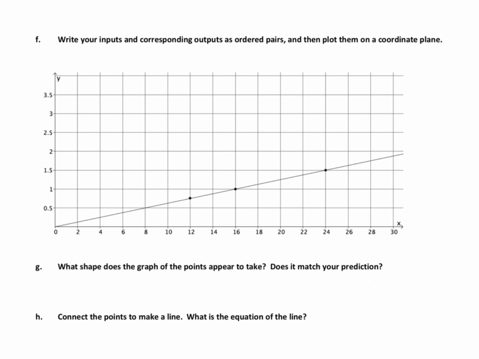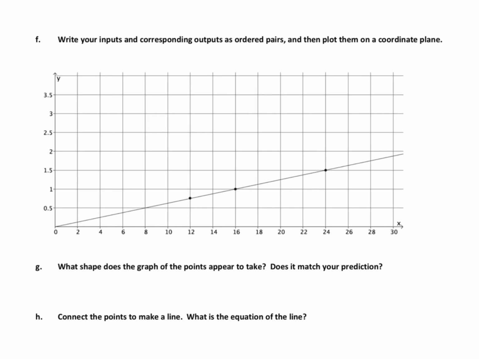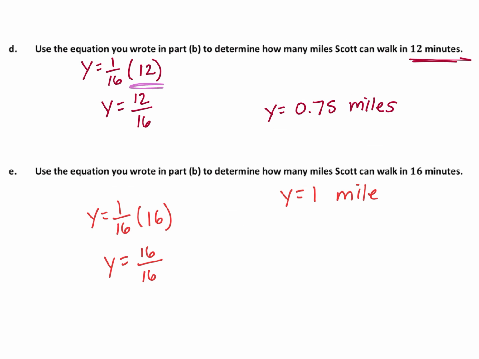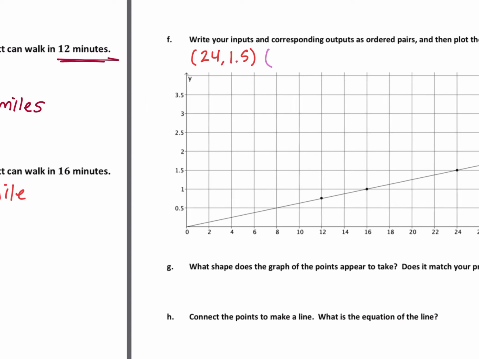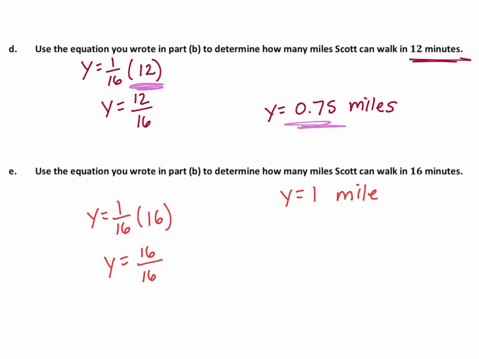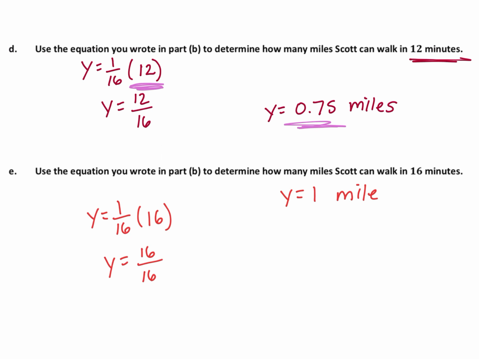Now it says to write your inputs and outputs as ordered pairs. We input 24, and our output is 1.5. In this point, we input 12, and our output is 0.75. On this one, we input 16, and our output was 1.